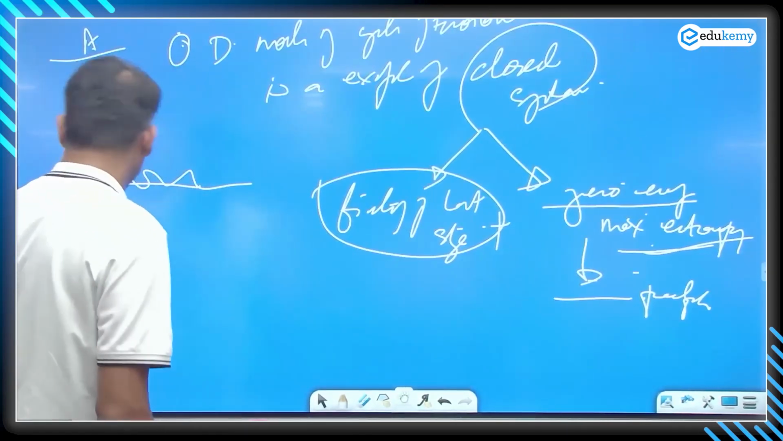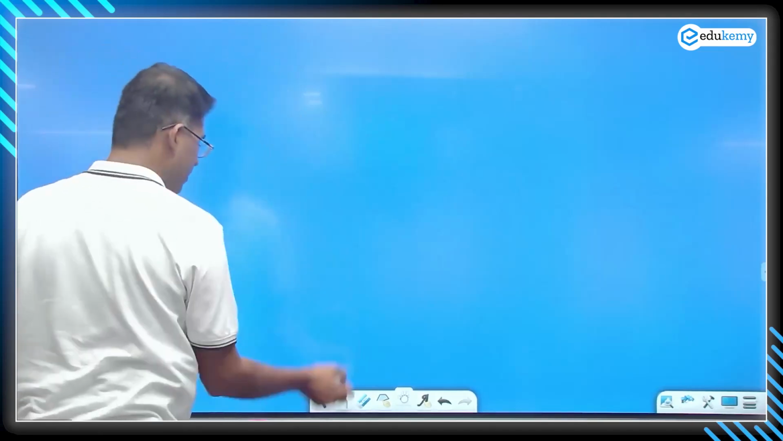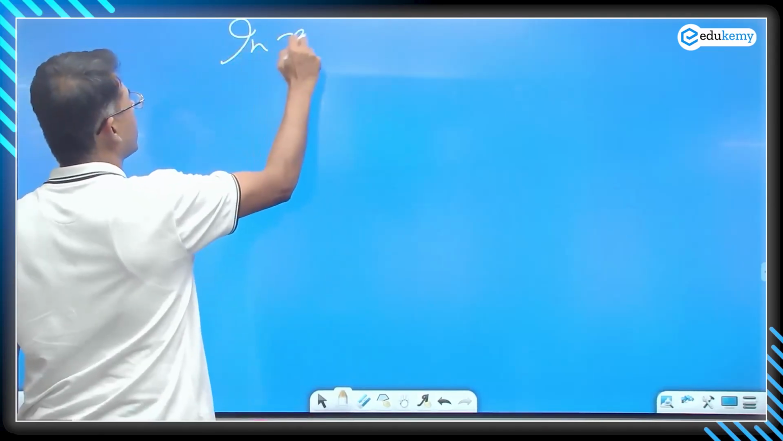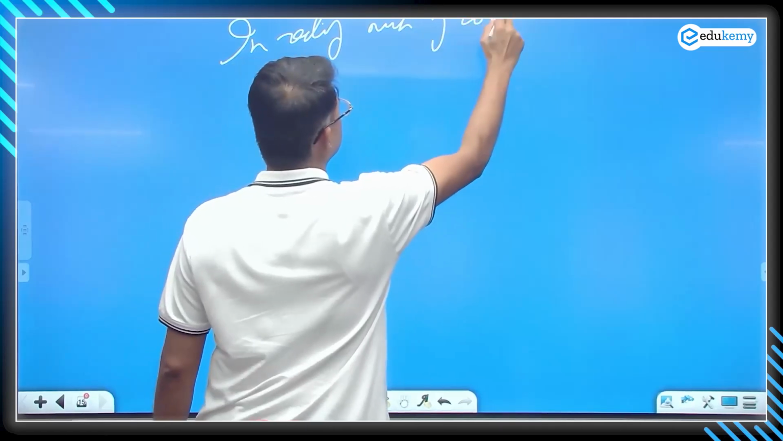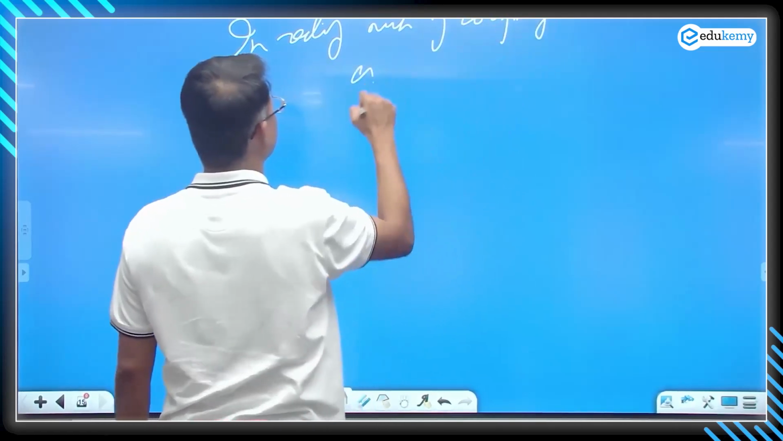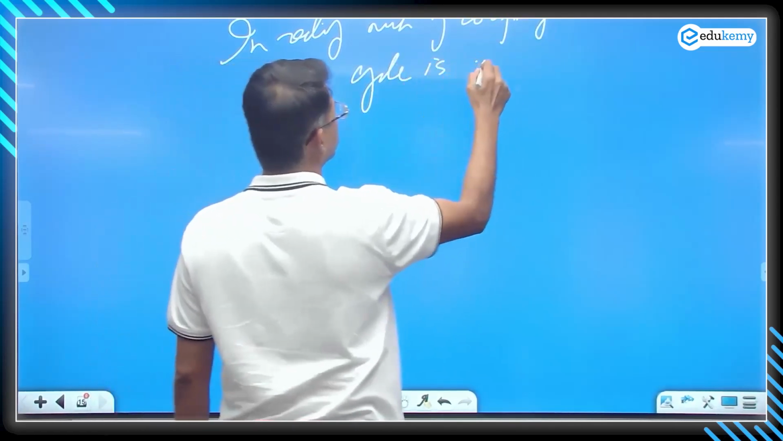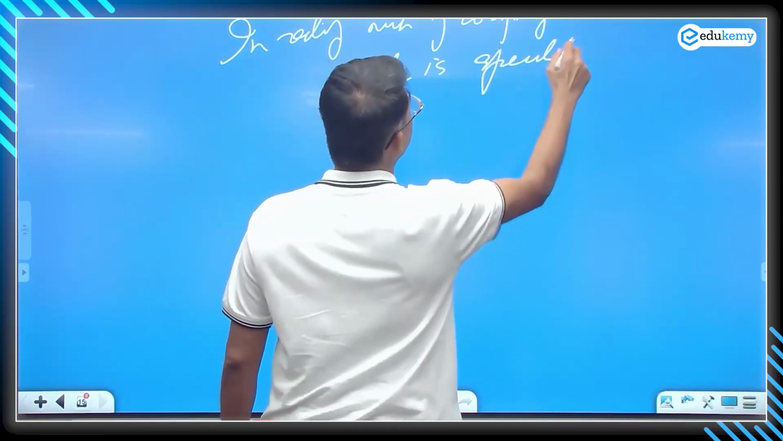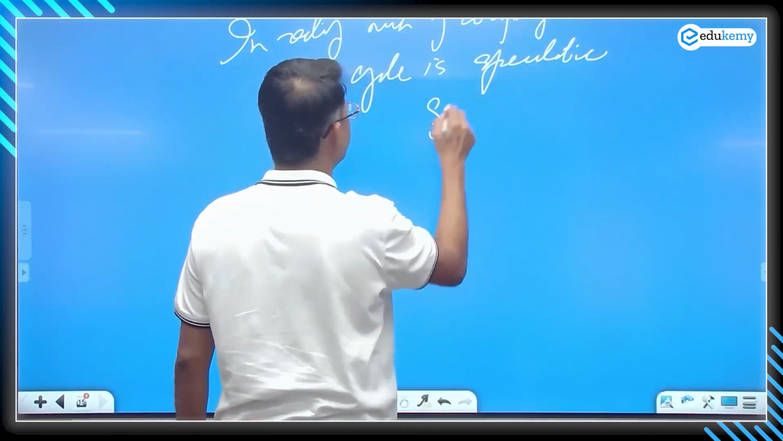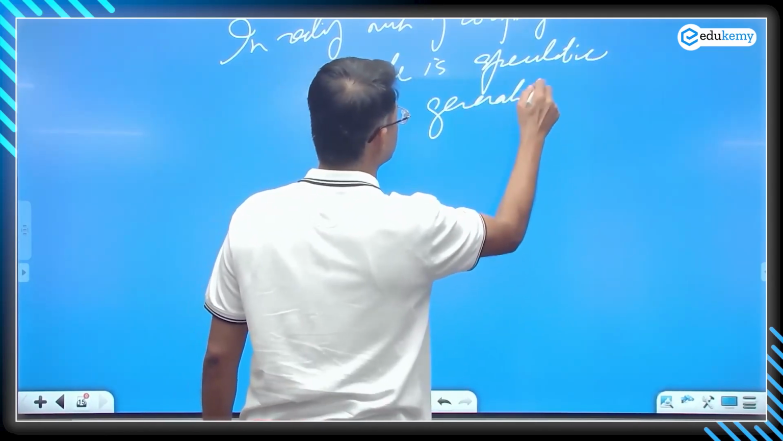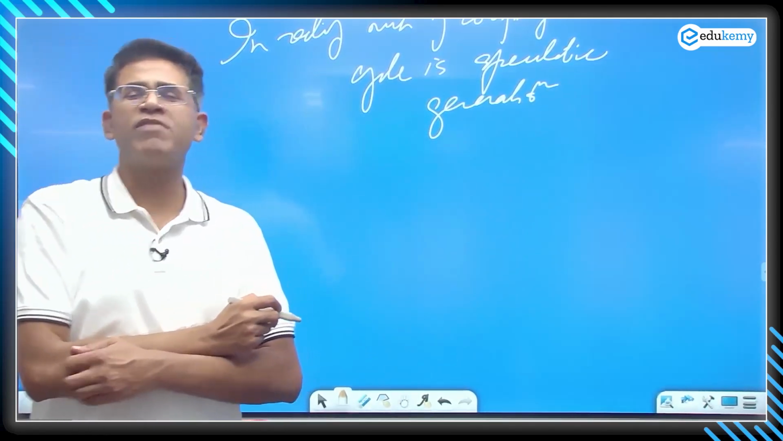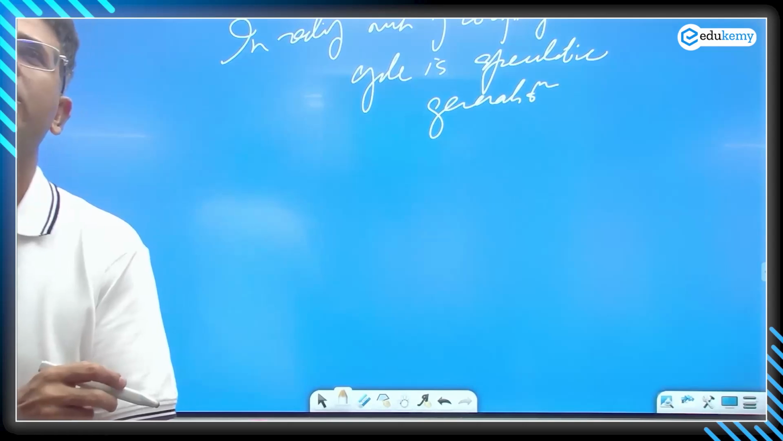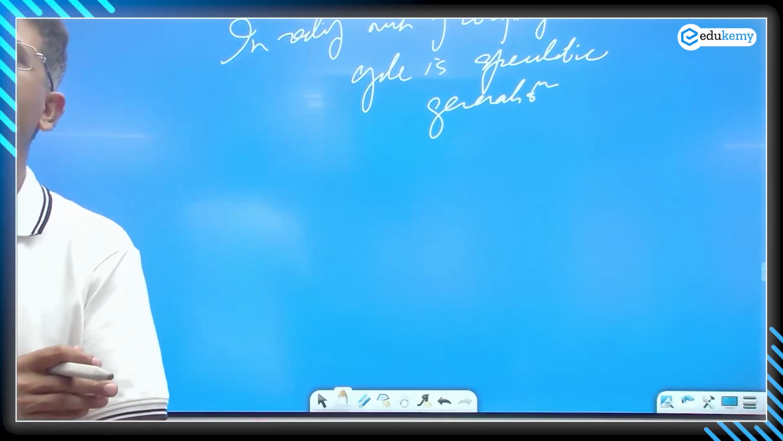Now, having said this, in reality, much of the concept of a cycle is speculative generalizations. In reality, much of the cycle concept, that is speculative generalization.